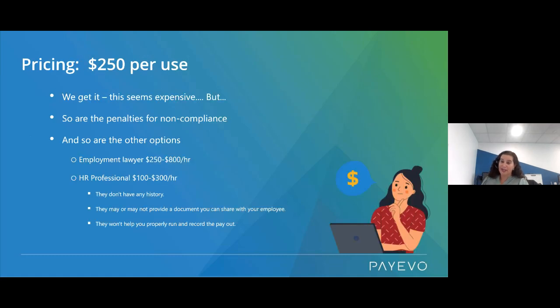All right, let's talk about price. It's $250 per use. And I'm going to say that again. It's only $250 per use because I get it. That seems expensive. We get it. We at Payment Evolution get it.